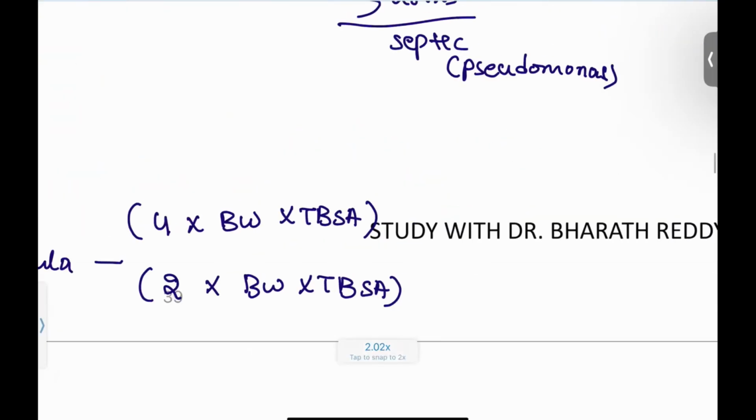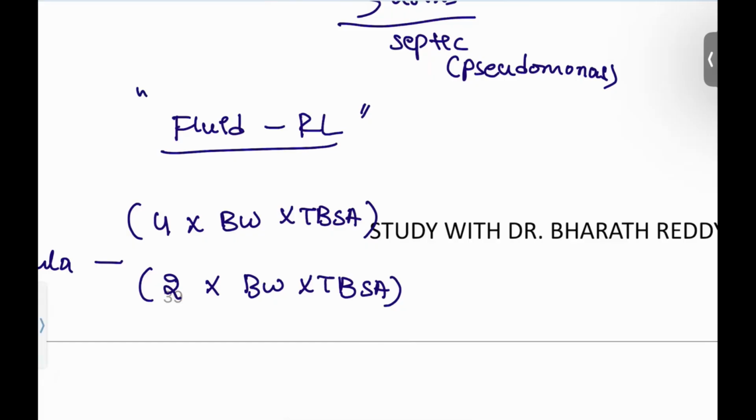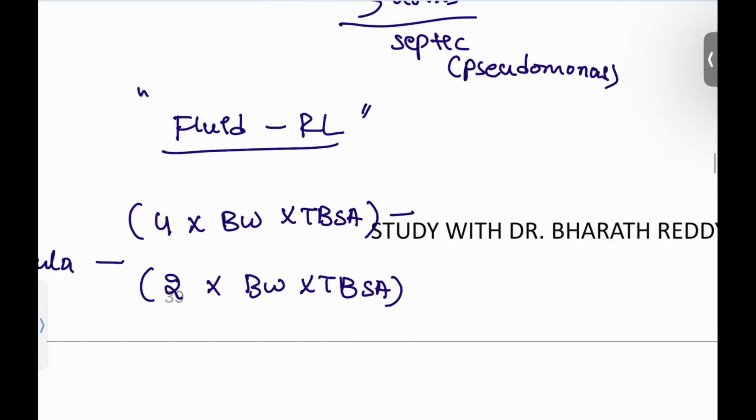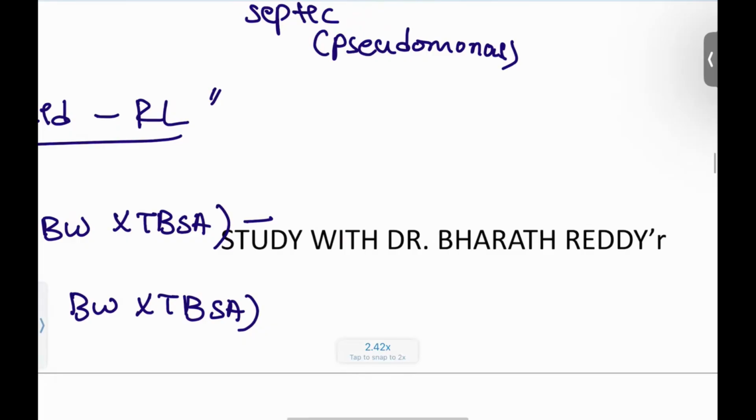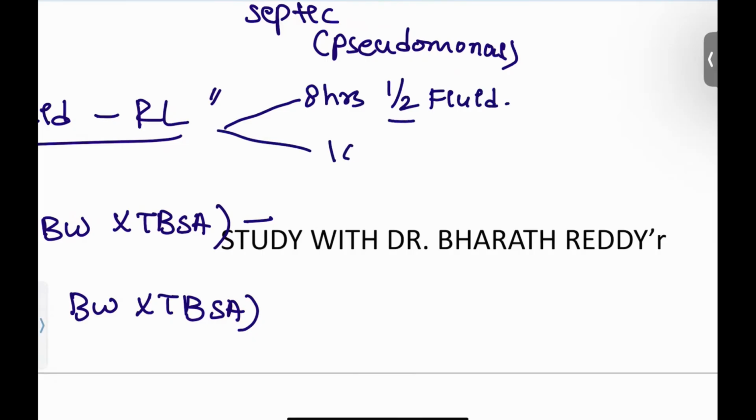All right. So what is the fluid of choice? For this patient, we are going to give RL only. This is the most preferred fluid of choice. And how are we going to give it? Whatever the calculated value is, you have to divide it into 2 parts. In the first 8 hours, you give half of the fluid, and the remaining half you give over the next 16 hours. Okay, so like this you have to give for this patient.